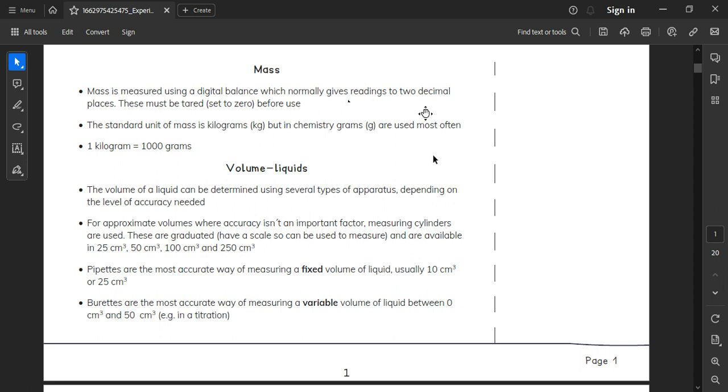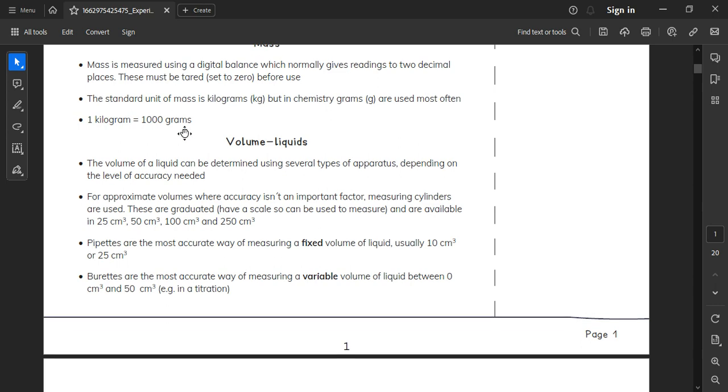Mass is measured using a digital balance, which gives readings to two decimal places. These may be set to zero before use. The standard unit of mass is kilogram, but in chemistry, grams are most often used. 1 kilogram is 1,000 grams.